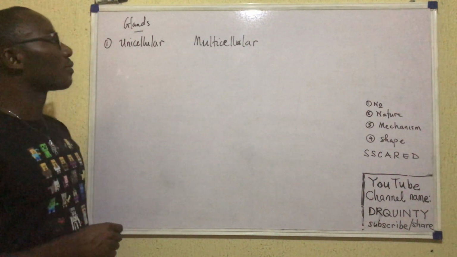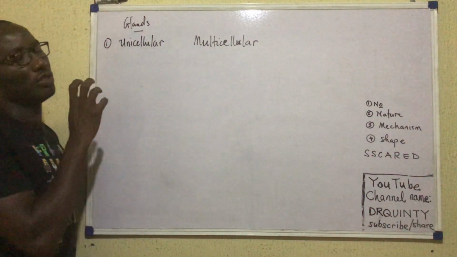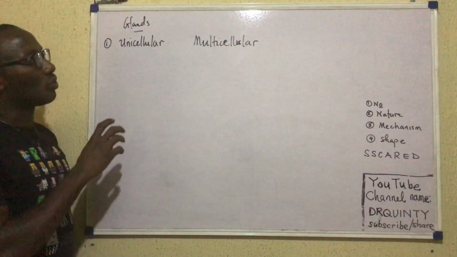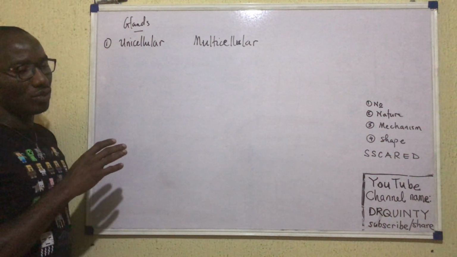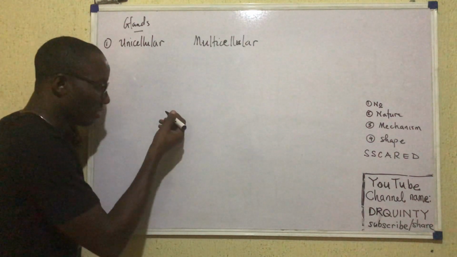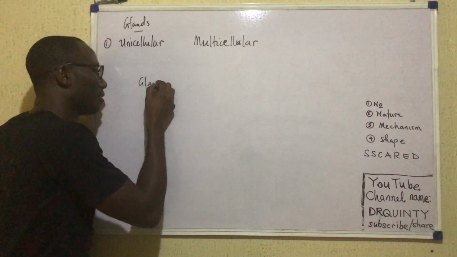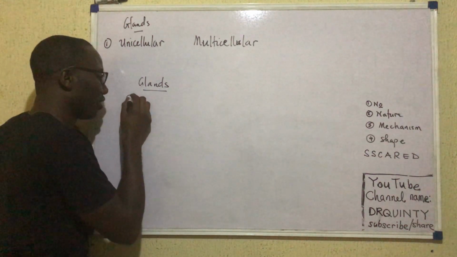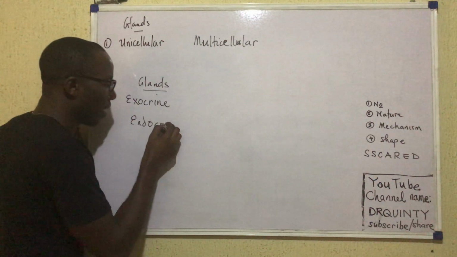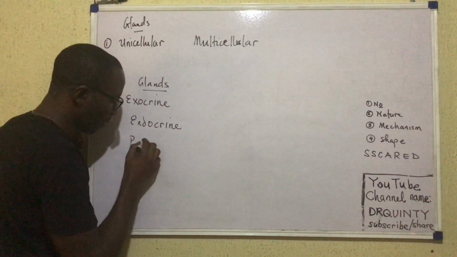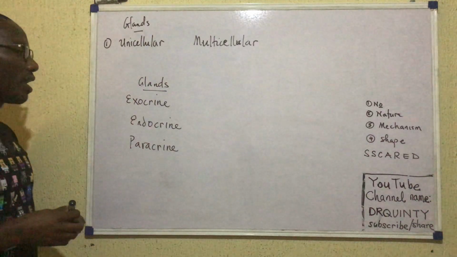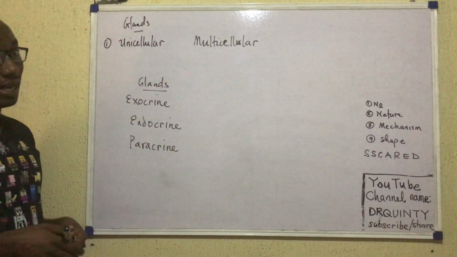Now beyond that, we already said that secretory epithelia are usually found in structures called glands. So we'll need to talk about glands very briefly. Generally, we know that glands are structures that secrete substances, and we have different types of them. We have some glands that we refer to as exocrine, then we have the ones we call endocrine, and then there's a third group that we refer to as paracrine. Now, what's the difference between the exocrine, the endocrine, and the paracrine glands?